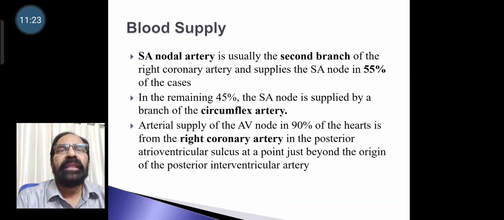Blood supply. The SA node artery is usually the second branch of the right coronary artery and supplies the SA node in 55% of the cases. In the remaining 45%, the SA node is supplied by a branch of the circumflex artery.